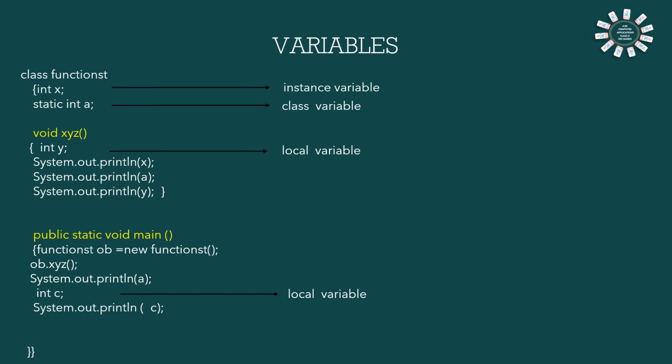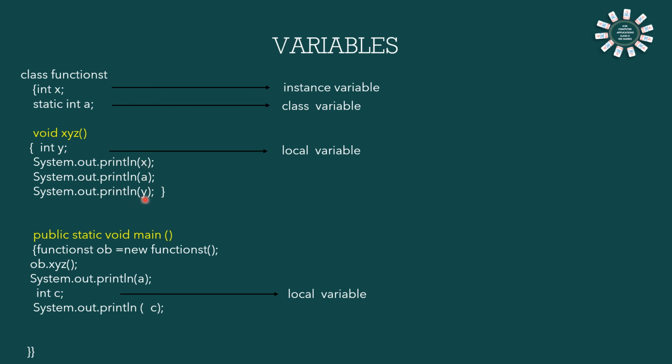If you try to print in the main function, you can see here we have created an object of the class and we are calling the function ob.xyz. So first we can discuss this function and then the last statement. In the function, here we are trying to print the value of variable x, a and y. None of them is initialized. So when you try to print, the value of x will be given as 0 because the default value of int is 0. And the value of a is also 0 because again the default value of int is 0.